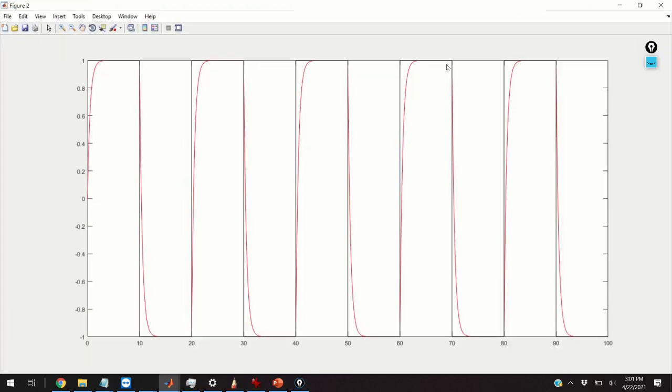Okay, so let us analyze the results. This red line is the output of the reference model, and the black line is the input to the reference model. We can see that after some transients, the output follows the input. This is because the system is stable.